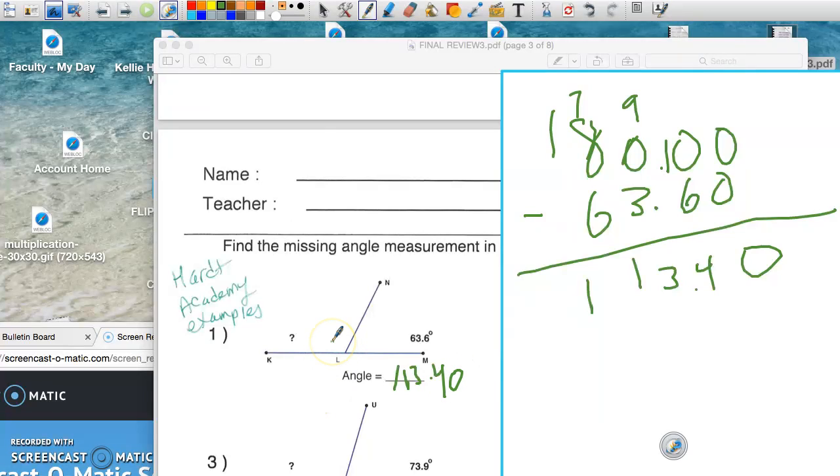I know lots of us struggle with borrowing when we're doing subtraction, and again, this is another reason why I think we should practice this all the time. I will have questions like this on the test, and you can't use a calculator. If you struggle with borrowing, please just come see me.